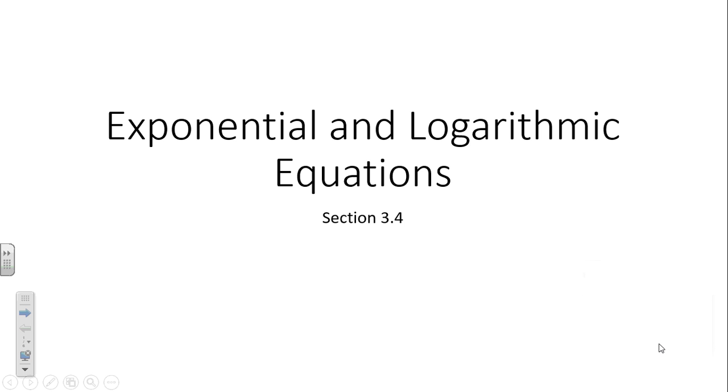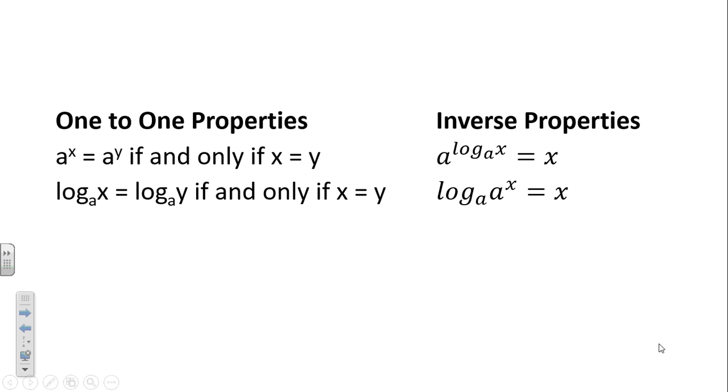Today we solve exponential and logarithmic equations. So we have two properties, two one-to-one properties, and then two inverse properties that should be familiar to you. The one-to-one properties were from section 3.1, and they said that if we have like bases, the powers are going to be equal. Or if we're taking the log base a of x and it's equal to the log base a of y, then x equals y. No surprising revelations there.